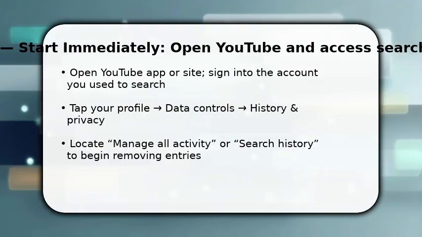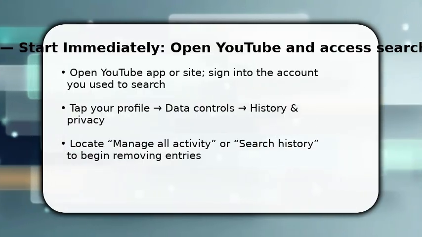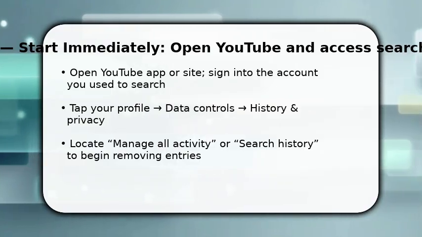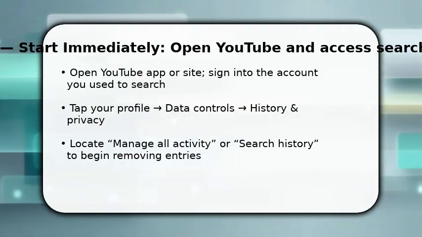You start by getting straight to the right place. Open YouTube and sign in, then tap your profile and go to Data Controls, History, and Privacy. Once there, choose Manage All Activity or Search History so you see the exact query is stored. You do this because YouTube ties suggestions to that list. Removing items changes future suggestions.